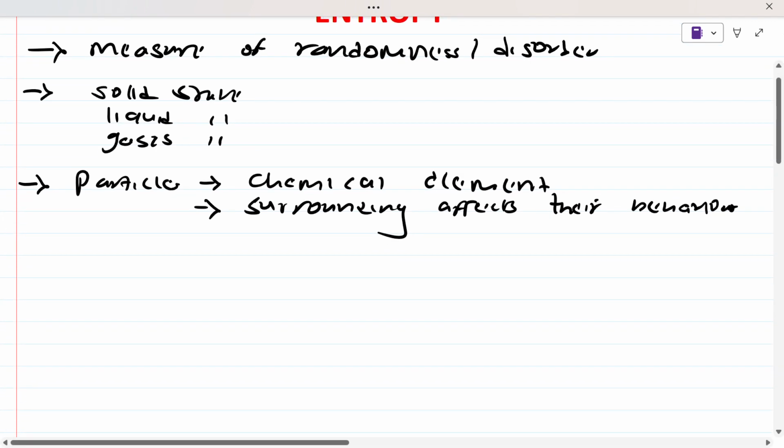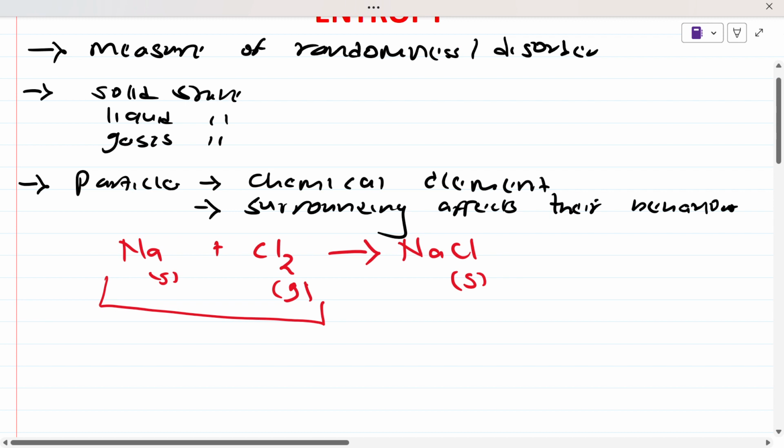Imagine a situation whereby I'm reacting sodium plus chlorine. If I decide to react sodium and chlorine, let me just write it chemically. Sodium plus chlorine. I know very well that at the end of the day I'm going to form sodium chloride. Chlorine is a gas. Now, this reaction happens in nature, and the product we are going to form is this.